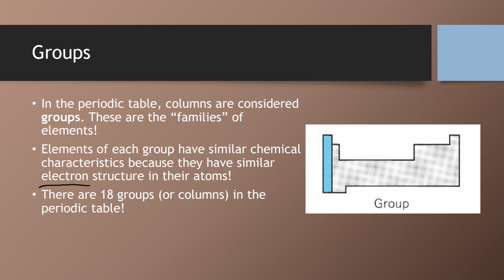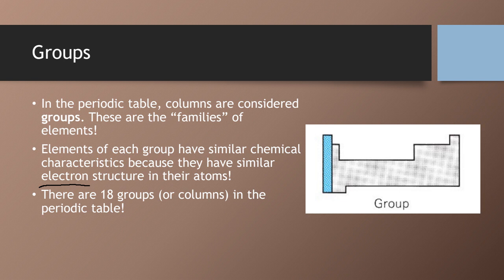Hydrogen's got one electron just kind of hanging out. Lithium's got one electron just kind of hanging out. Sodium's got one electron just kind of hanging out. It's really easy to lose that electron and become positively charged, and then it'll be attracted to a negatively charged ion.